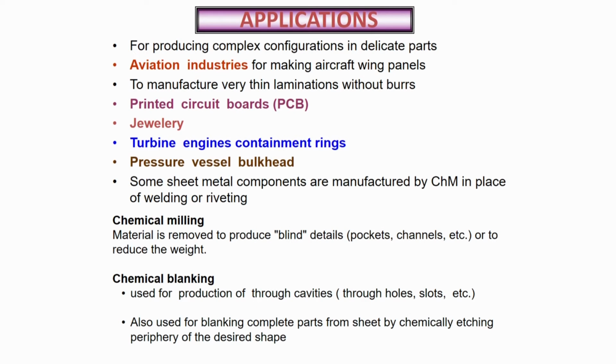So these are the different applications of the chemical machining process. It is used for producing complex configurations in delicate parts. You can see that different jewelries are made by the chemical machining process, the chemical engraving process. These are the intricate components in that jewelry, made by this chemical machining process. By controlling different process parameters, it is possible to make intricate components on the workpiece surface.